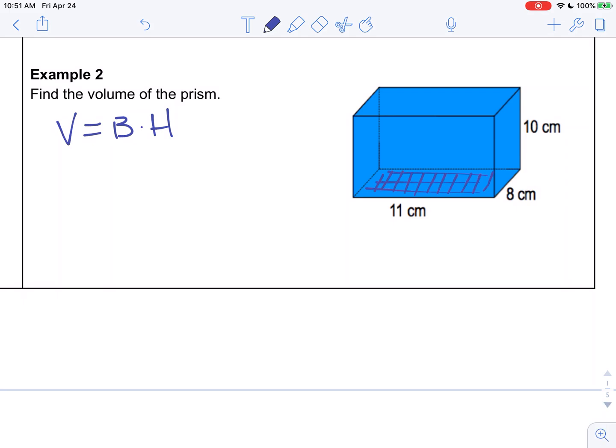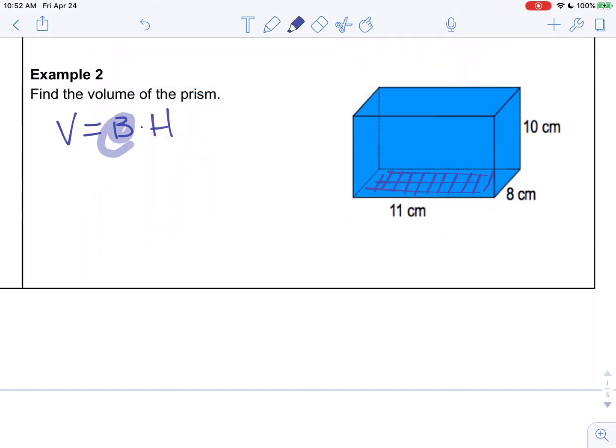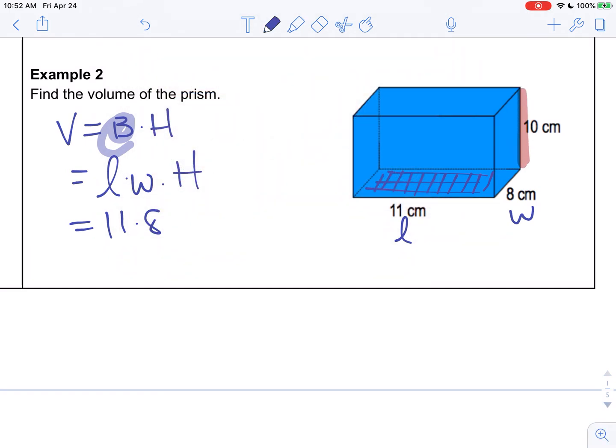All right, so looking at this one, I'm going to consider this bottom piece my base, and that's a rectangle. So I'm going to replace big B with the formula for the area of a rectangle, which is length times width, and then it's times big height. So the length and width of my base rectangle are 11 and 8. The height of my prism is the piece that joins my two parallel and congruent bases, so my height is 10. So I have 11 times 8 times 10 for 880.